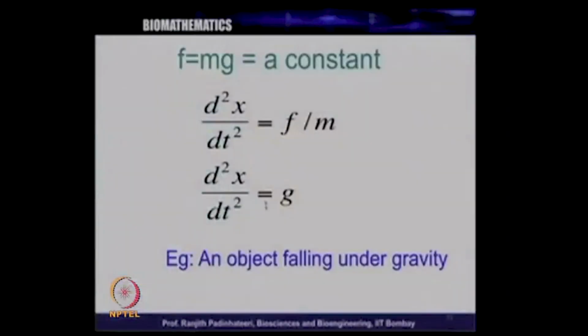Once we know this g, we can solve this second order differential equation, d square x by dt square, and get a solution for x, where x is the position of the falling object. So, let us try and understand a little more what this equation actually means.